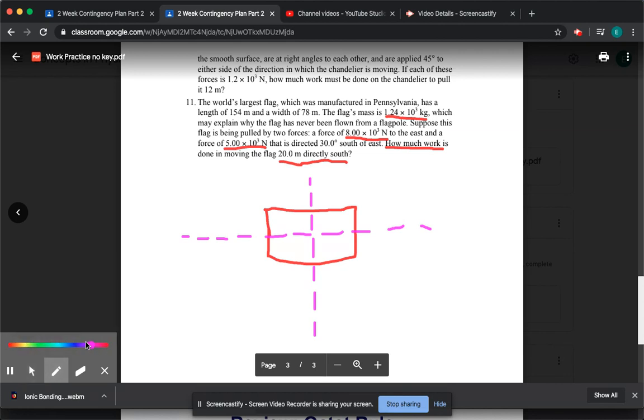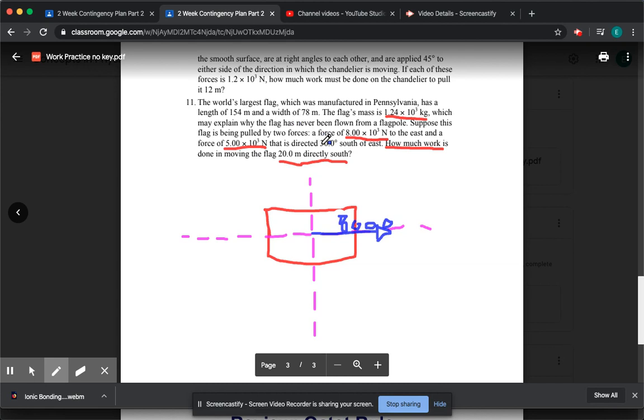So now let's draw our forces. I'm going to use blue for the forces. It says we have one force going directly east. East is to my right, so directly east means it's exactly on that x-axis. Directly to the right, with a force of 8,000 newtons.